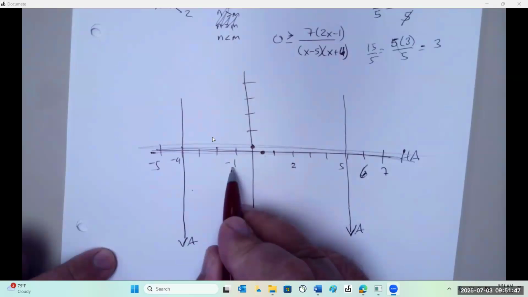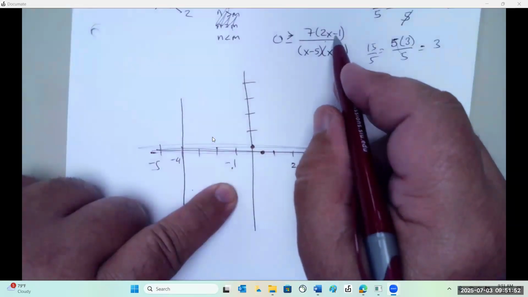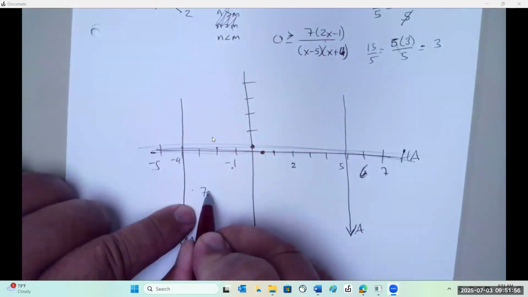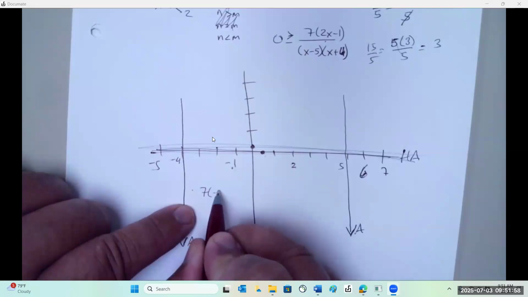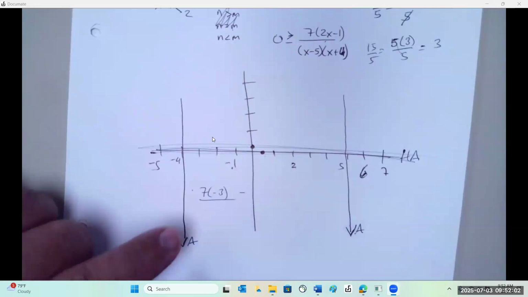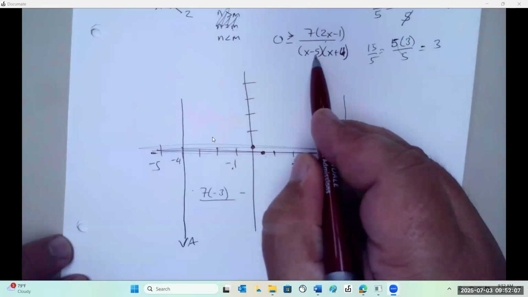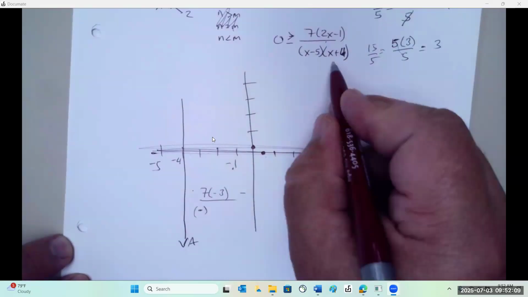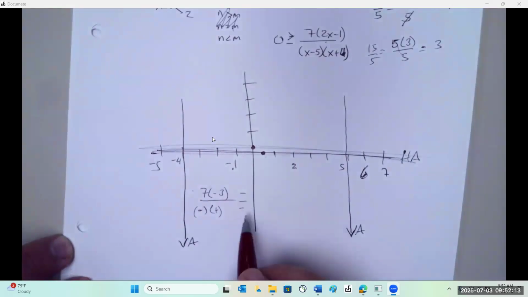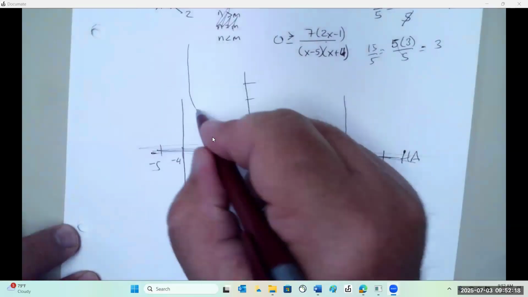If at -1, if we plug it in there, is the answer going to be positive or negative on top? So it's -2 minus 1 makes it -3. So it's going to be a negative answer on top. On the bottom, -1 minus 5 is negative. -1 plus 4 is positive. So the bottom is going to be negative. So the top is going to go to positive. So it's going to look something like this.